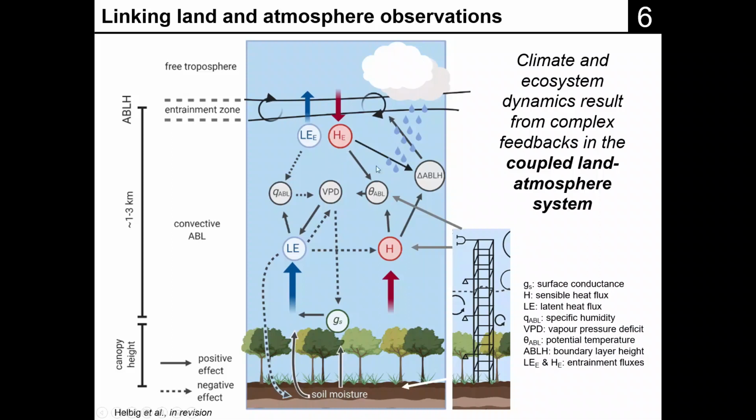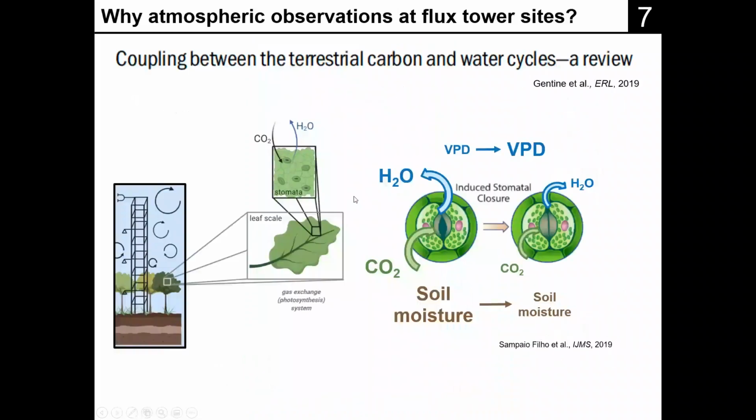And if you look at how these kinds of processes feed back to what we're actually observing at the flux tower sites, you see that this is a coupled system that we can really only address if we measure across this whole continuum. And now I will go into a few topics that are relevant for flux tower sites, and I will focus mainly on the carbon cycle because this is really one of the main goals of the AmeriFlux network.